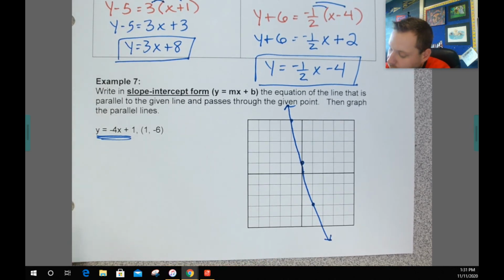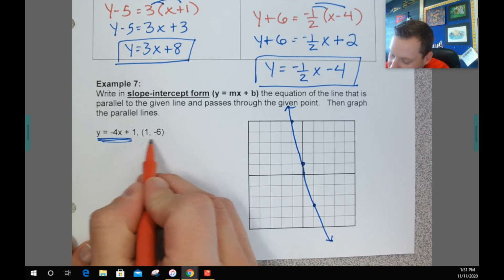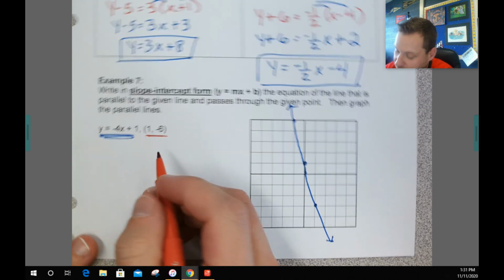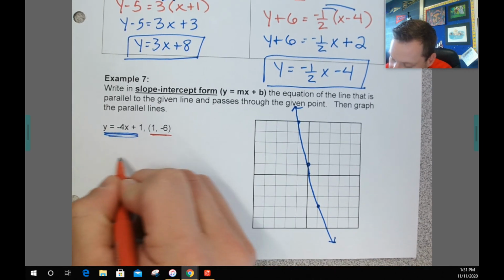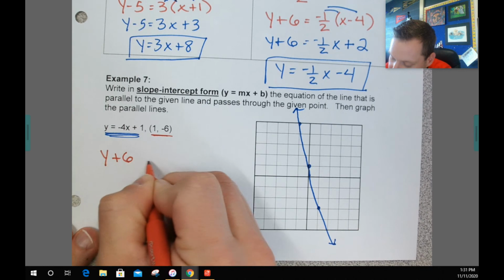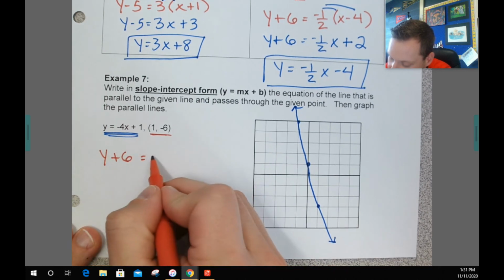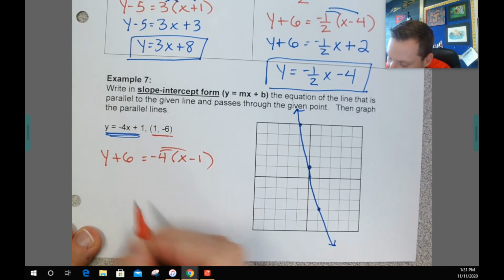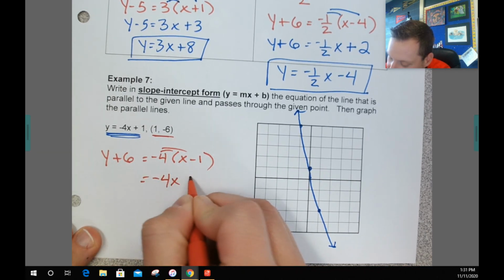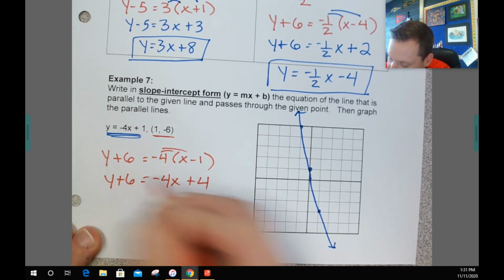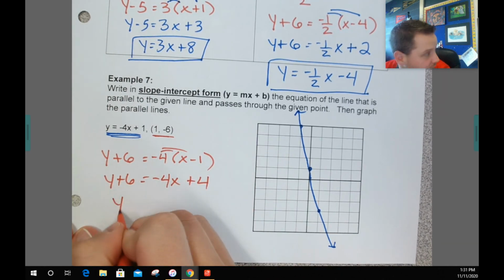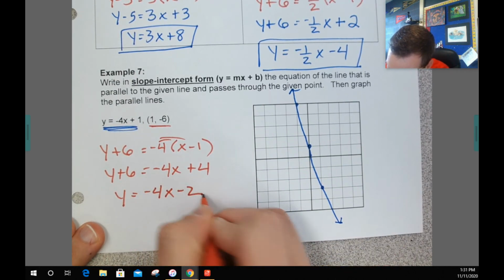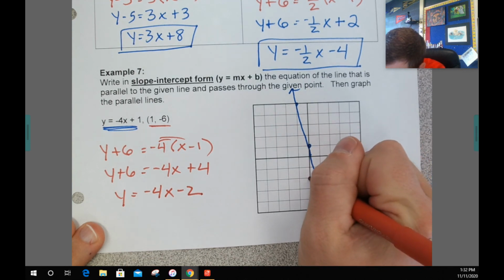For the other one, we're going to have a point at 1, negative 6. Okay, that doesn't fit on my graph, so I'm going to go ahead and write point-slope form for that. So it's going to be y plus 6 equals, our slope still has to be negative 4, and we got (x minus 1). We go ahead and distribute that negative 4 in, so I get negative 4x plus 4. And then the way we're going to get the y by itself is by subtracting 6. So we're going to go to negative 2.